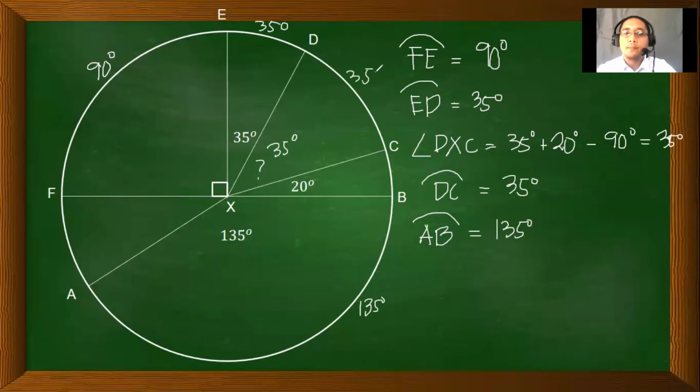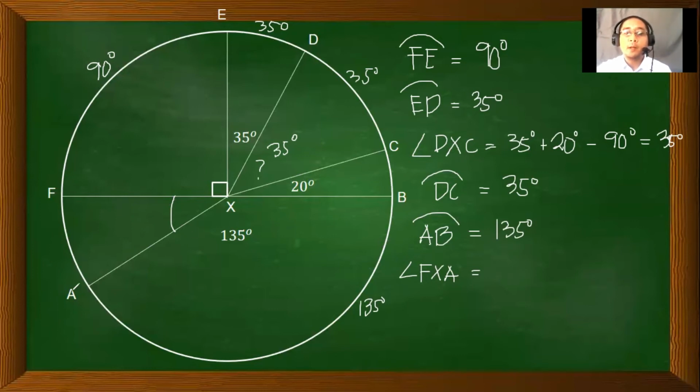And lastly, how about for the angle FXA? What is the measurement of angle FXA? If you observe again, going back to the given illustration, line segment FB is a diameter. So therefore, arc FB is a semicircle. If this is a semicircle, so we create now 180 degrees as the measurement of that one.